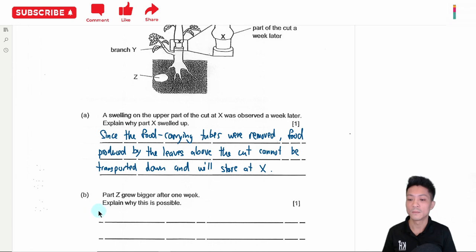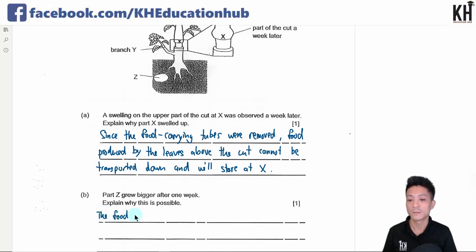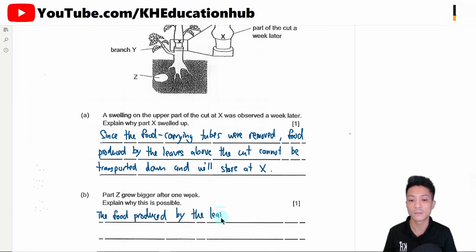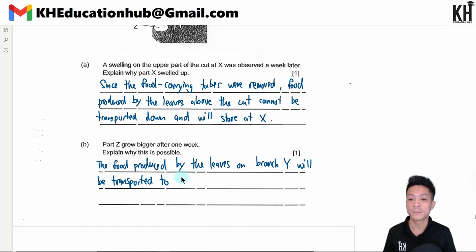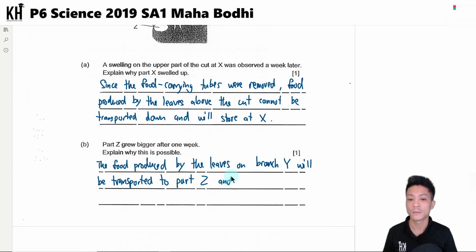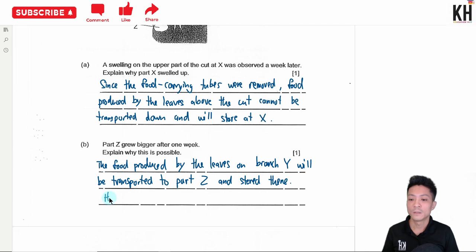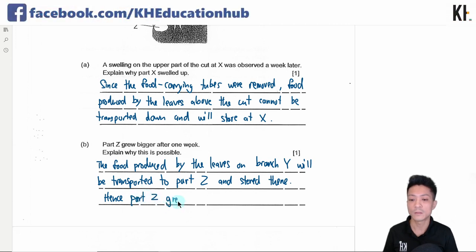Okay, the food produced by the leaves on branch Y will be transported to Z and stop there. Hence part Z grew bigger.